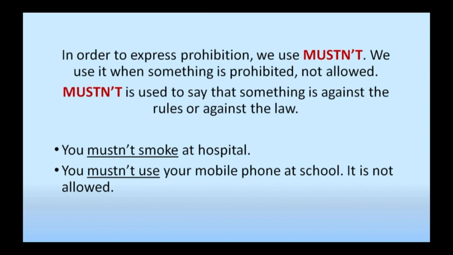In order to express prohibition, we use mustn't. It is used when something is prohibited, not allowed. We use mustn't to say that something is against the rules or against the law. Here are two examples. You mustn't smoke at hospital, and you mustn't use your mobile phone at school. It is not allowed.